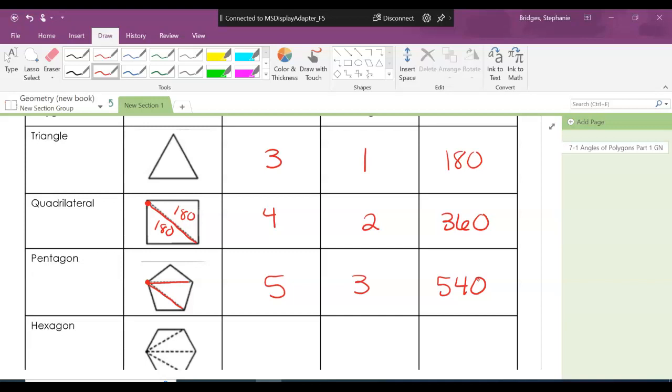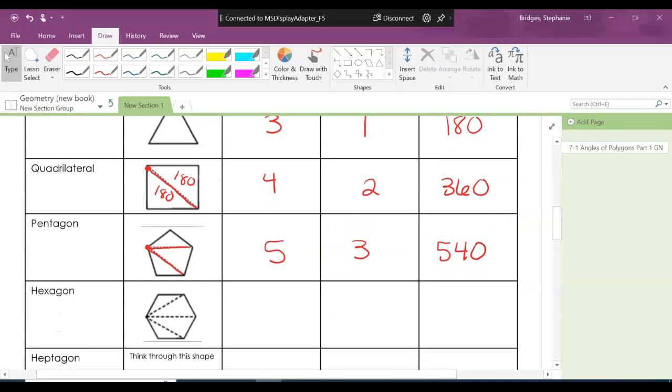So far, so good? Hexagon is next. How many sides does a hexagon have? 6. And then if you look at our lines drawn, how many triangles did we form in this picture? 4. So if I have 4 triangles, 180 degrees each, what would the total degrees be? 720.